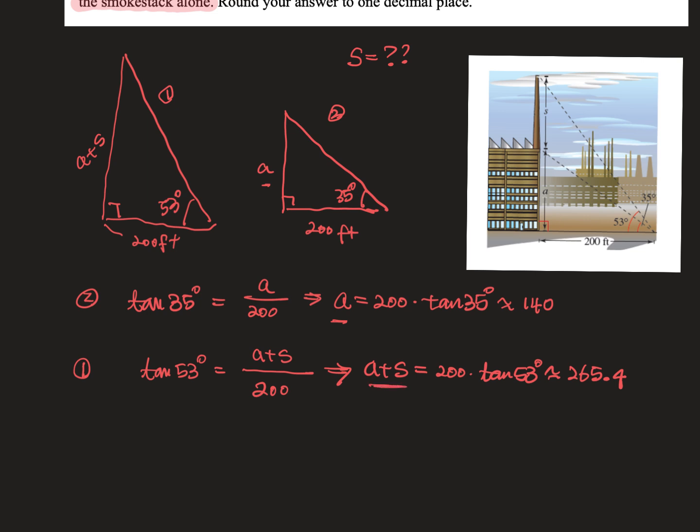So we have to find the S using this second value. S is going to be 265.4 minus A. 265.4 minus A, which is 140. So what do you have? This one is 125.4 feet. So make sure you draw the right triangle, write down the information you know, and try to solve the problem.